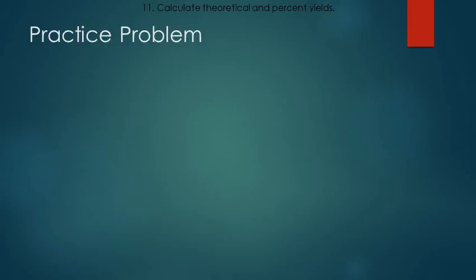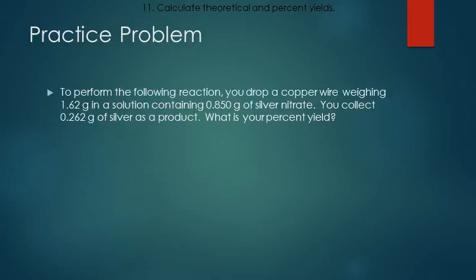Alright, here's a practice problem. Once the problem's up, pause the video, try it yourself, and see how you do. Here's our question. To perform the following reaction, you drop a copper wire weighing 1.62 grams in a solution containing 0.850 grams of silver nitrate. You collect 0.262 grams of silver as a product. What is your percent yield? So notice you're given the balanced equation here. We're asked to find our percent yield, and we are given the actual yield. We're told that we collect 0.262 grams of the silver as a product.